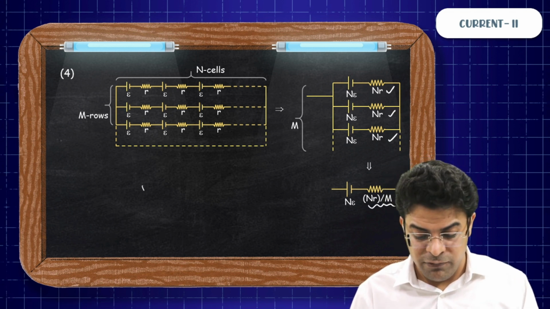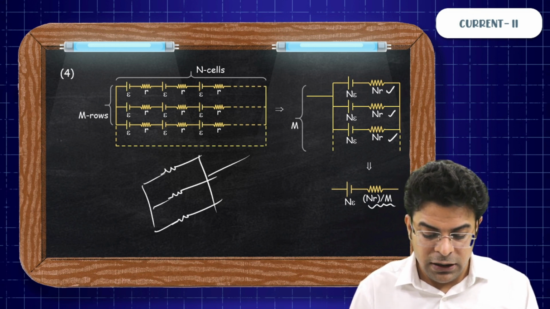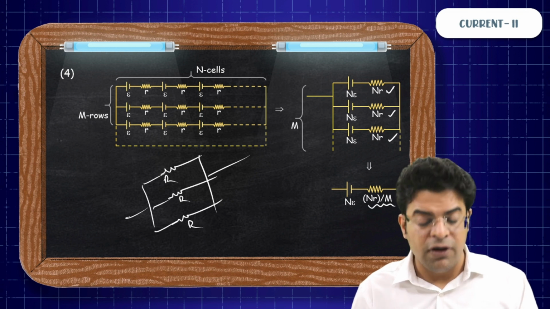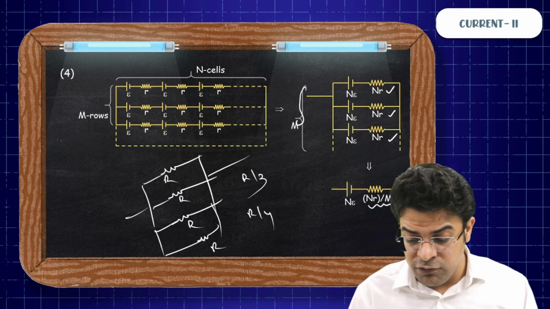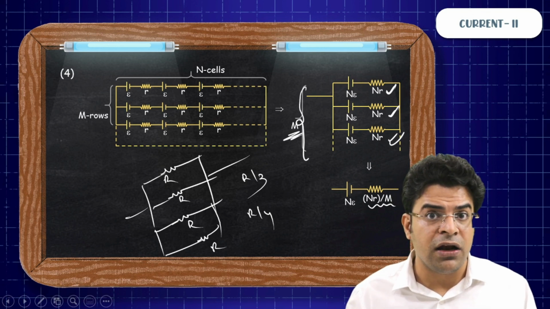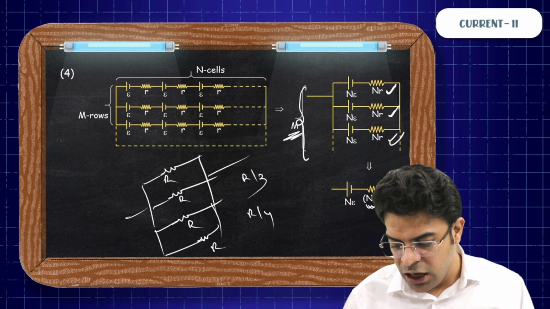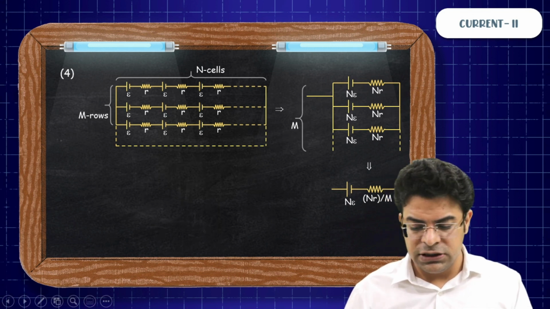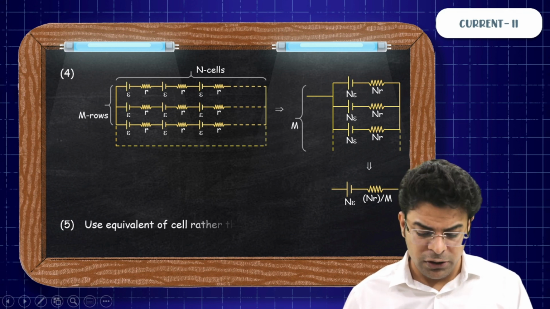Because we have learned, if we have got multiple resistances connected in parallel, let's say R, if you have got 3, the equivalent resistance is R by 3. If you have got 4, equivalent resistance is R by 4. So if you have got M identical internal resistances, NR, NR, NR, NR connected in parallel, then the equivalent internal resistance has to be NR by M, right? So this is how we solve a grid. This is important, you should know this. Moving on.